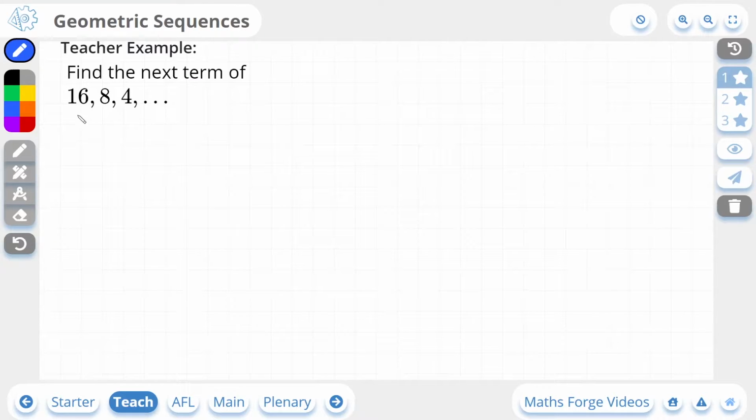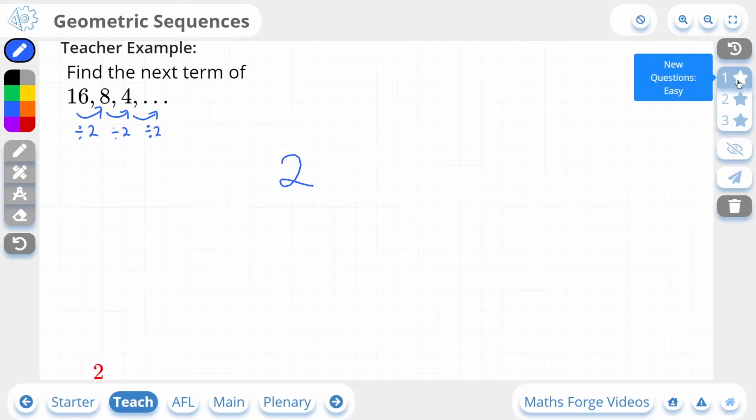Well, I can see that from 16 to 8, it's being divided by 2. And let's see if this works from 8 to 4. Divided by 2, yes it does, 8 divided by 2 is 4. So the next term in the sequence, we can get to it by dividing by another 2. And 4 divided by 2 gives us 2. So if we check our answer, there it is.